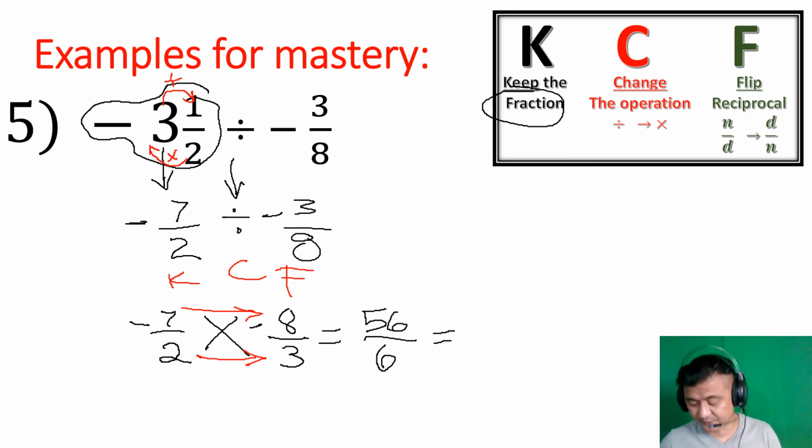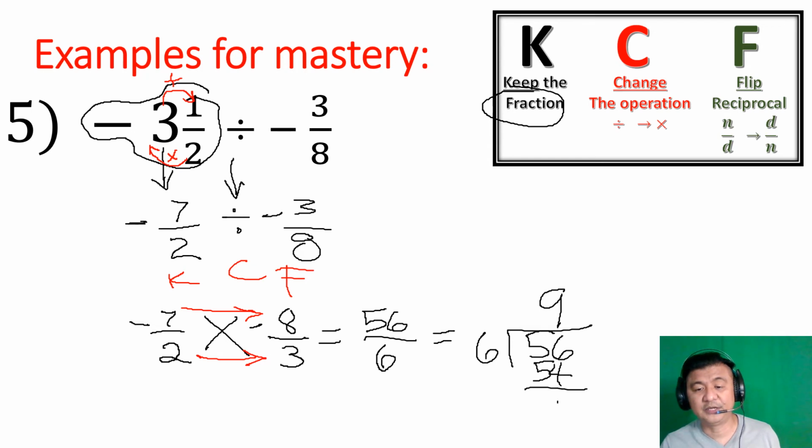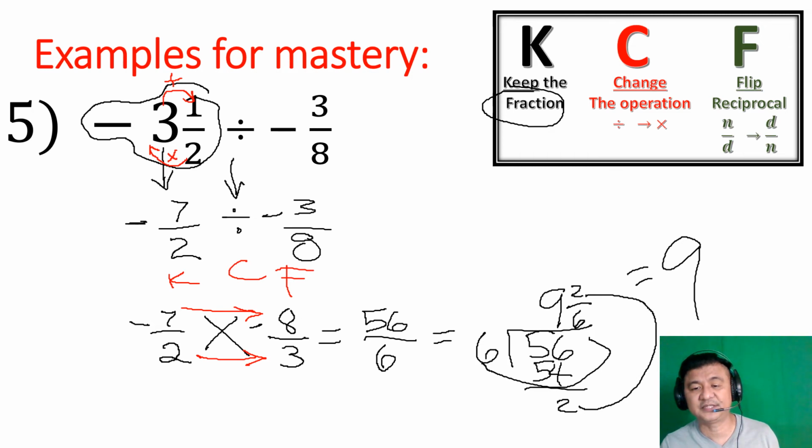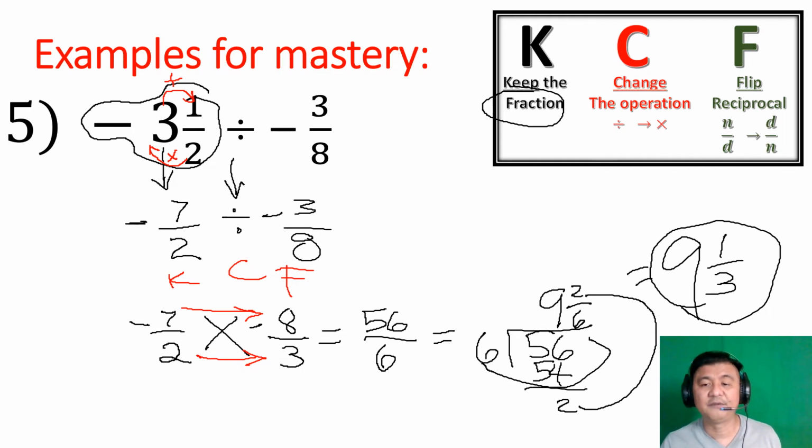So that's an improper fraction. So let's now divide. How many 6 can I get in 56? You can get a 9. 9 times 6 is 54. You have an extra 2. Put the 2 on top. The denominator will be 6. 9 and 2 over 6, you could still simplify as 9 and 1/3. Divide by 2, divide by 2. Negative and negative, positive. Same sign, positive. All right? Example 5, we're good?